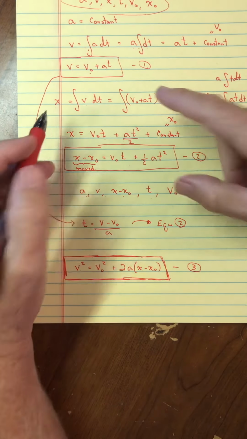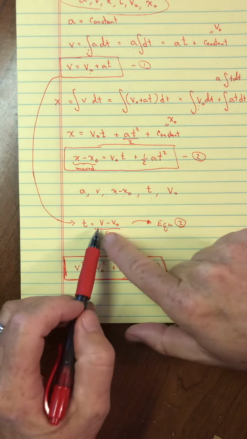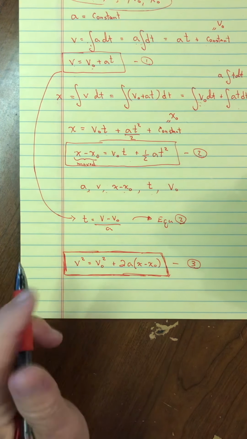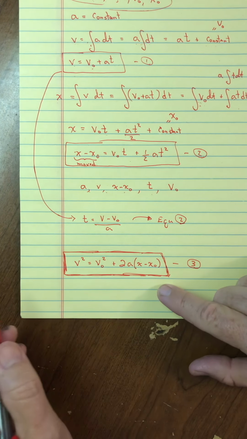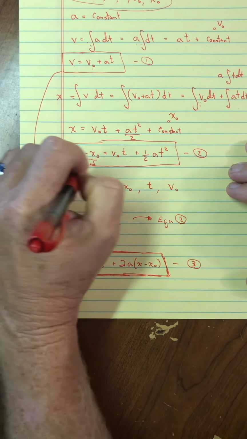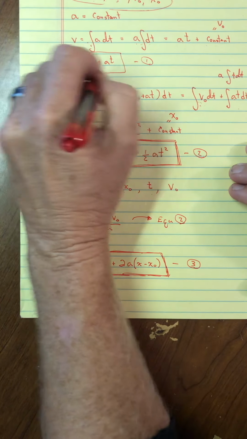But if you do that, your problem gets kind of long where you have to take 2 steps. You first have to take equation 1, solve for time, and then plug it into equation 2. Now, not that that's real hard, but also not that it's real hard to memorize this one. And you use it a lot. And so it's probably worth memorizing equation number 3.